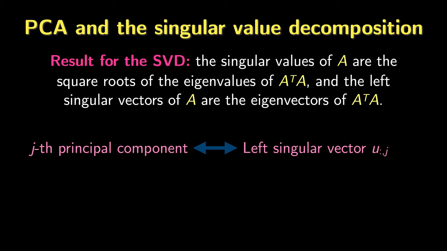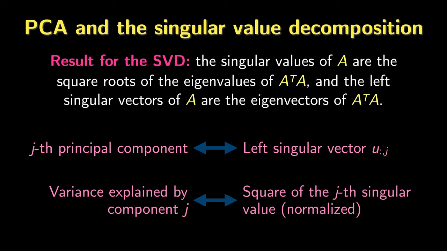Another important concept in PCA is to look at the variance that's explained by a particular principal component J, and we can also map this onto our singular value decomposition. And this will be given by the square of the jth singular value normalized by the sum of squares of all of the singular values.